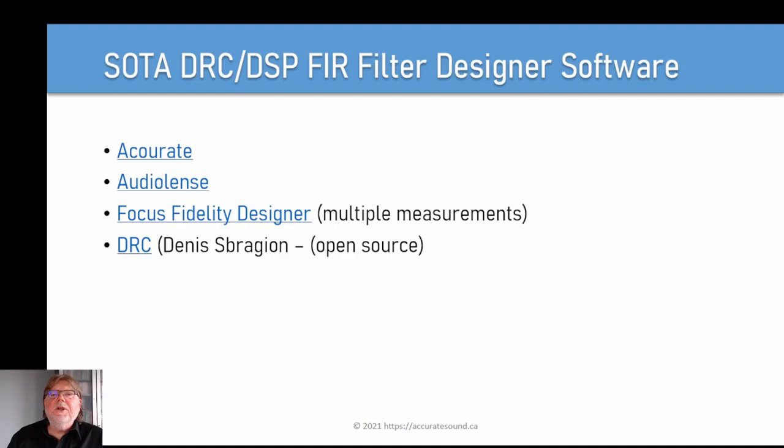Another comment about single versus multiple measurements. All of the software listed can take multiple measurements. But with Acourate and Audiolense, I find that a single measurement not only produces a more accurate correction at the listening area, it also extends across a three-seat sweet spot, as shown in one of my previous slides, and I go into great detail in my DSP book.